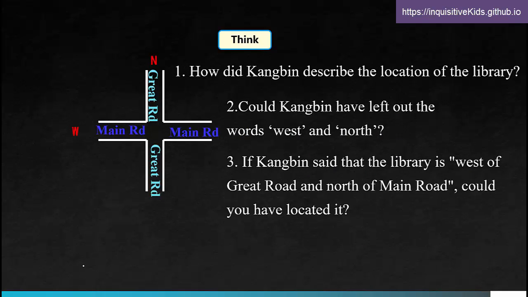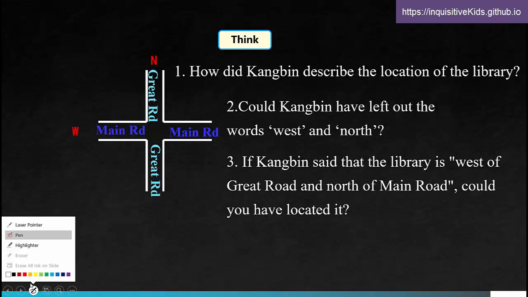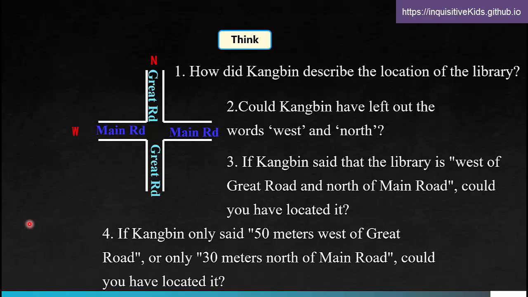If Common said that the library is west of Great Road and north of Main Road, could you have located it? No, we couldn't. That's what we just tried. If Common only said 50 meters west of Great Road or only 30 meters north of Main Road, could you have located it? And we've already discussed that. The answer is no, because 50 meters west of Great Road could be any point here. 30 meters north of Main Road, well, that could be anywhere here. So you need a point, not a range of possibilities.